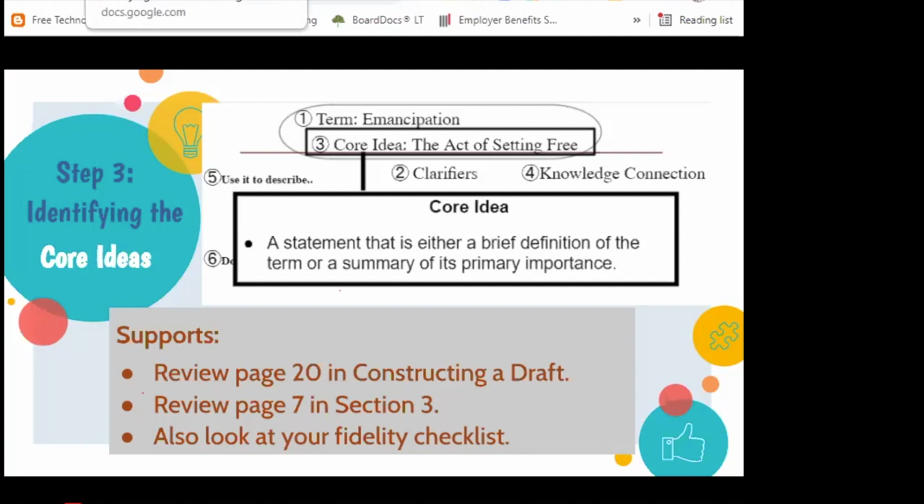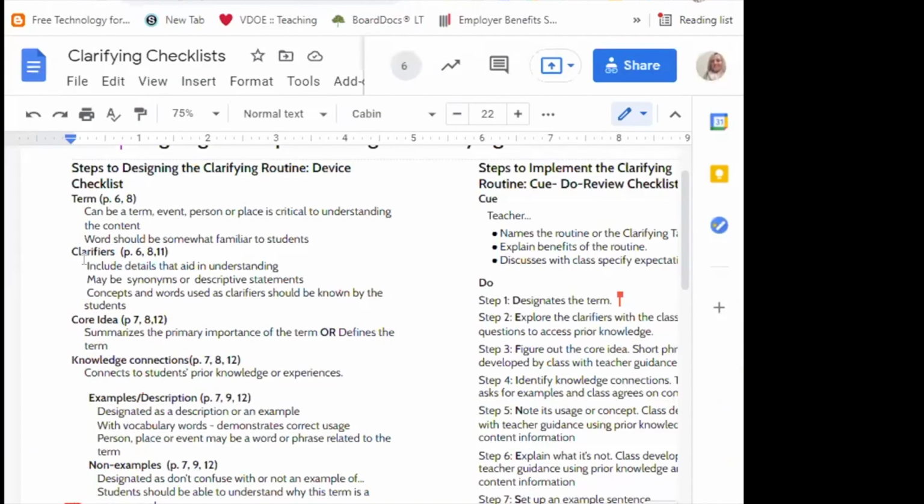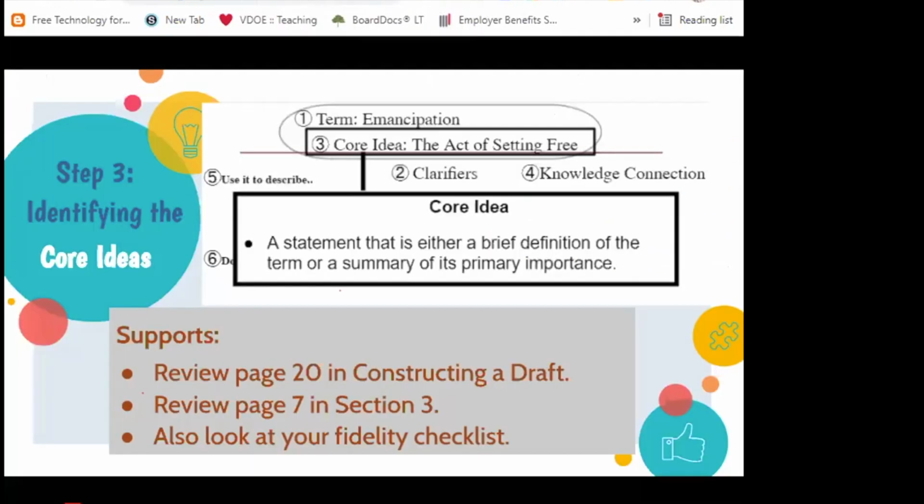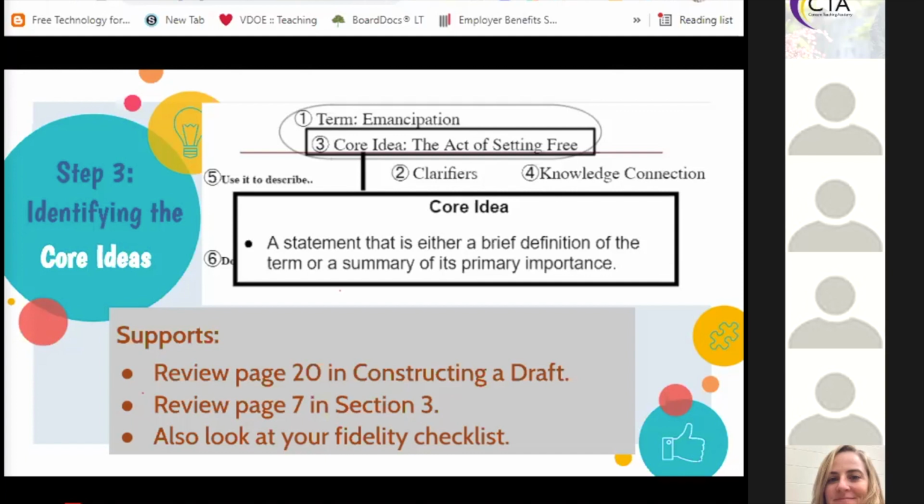And again, you can find this on page 20, page 7, and then I'll show the fidelity checklist here. It's a summary of the primary importance of the term or defines the term, but it is very simple. It's not elaborate. So make sure that you're not having them write a small paragraph when they are trying to identify their core idea. I will give us 3 minutes, and then we're going to move on to the next part.